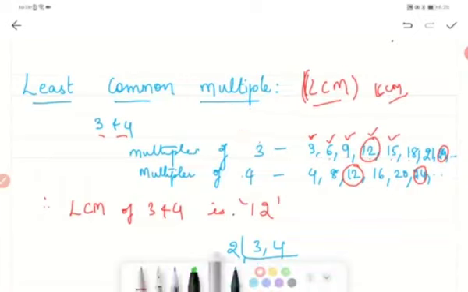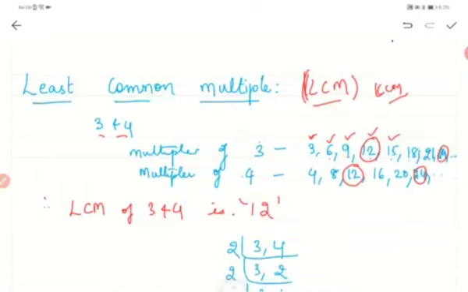Similarly, we want multiples of 4 here, since it is least common multiple, not factors. So what about multiples of 4? You have 4 1s are 4, 4 2s are 8, 4 3s are 12, 4 4s are 16, 4 5s are 20, 4 6s are 24, 4 7s are 28, and so on. So you have found the multiples of 3 and 4. Just compare between these two. You have 12 common, isn't it?